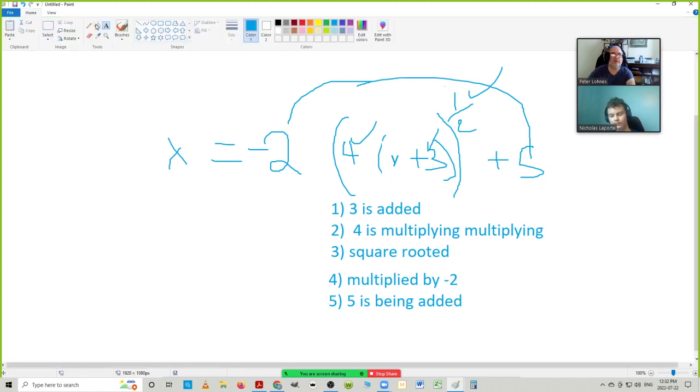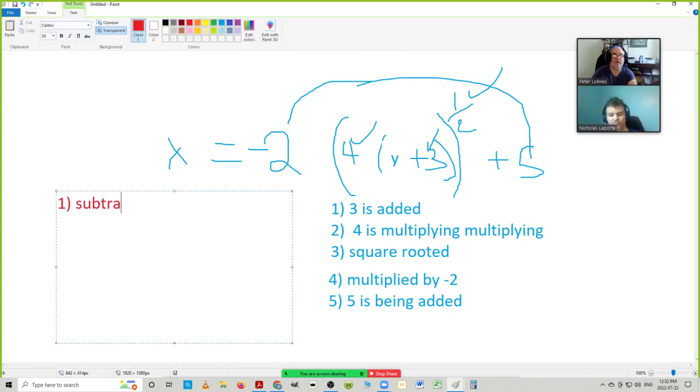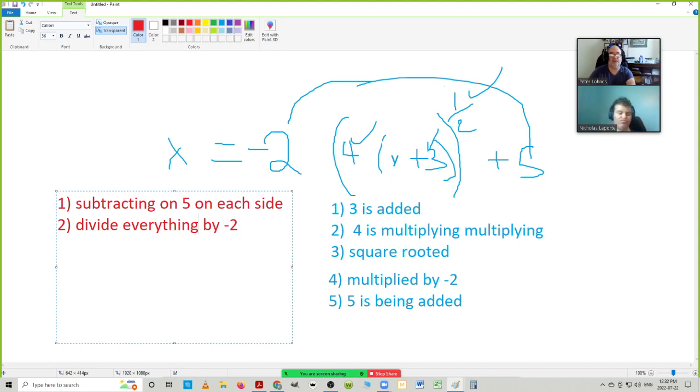Now, you tell me the reverse of this story. You have to start with 5 and change the mathematical process. Subtract 5 on each side. So our first step is subtracting 5 on each side. What's your next step? We're going to divide everything by -2. You don't change the signs, just whether it's multiplied or divided.